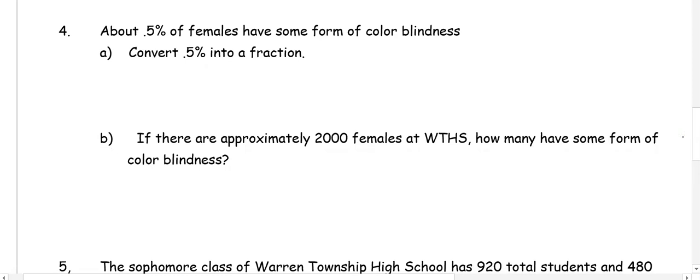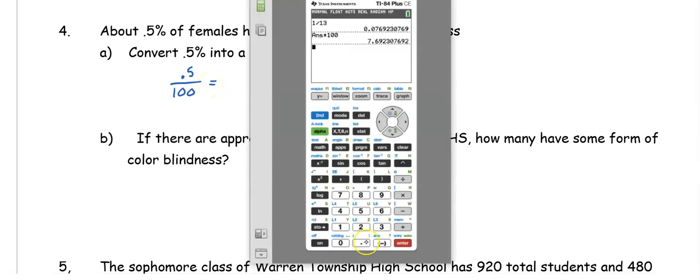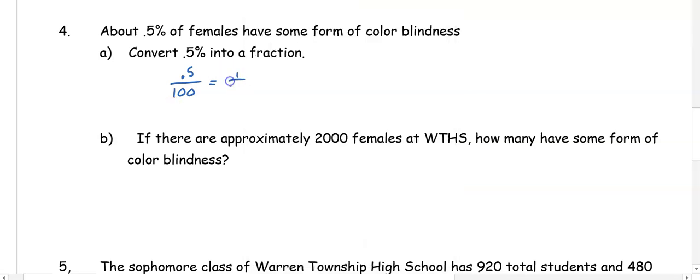Number 4, about 0.5% of females have some form of color blindness. So convert 0.5 into a fraction. So we are going to have 0.5 out of 100 because percentages are always out of 100. So we do 0.5 divided by 100. Math, enter, enter. We get 1 out of 200. So this means it doesn't occur as often as in males. Here, for every one female that has color blindness, there's 200 people that it was out of.